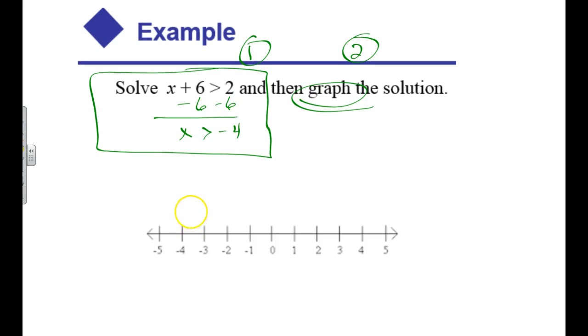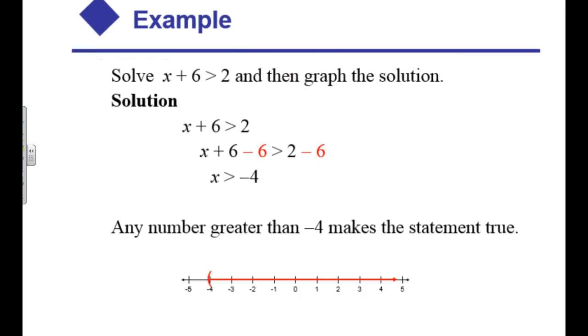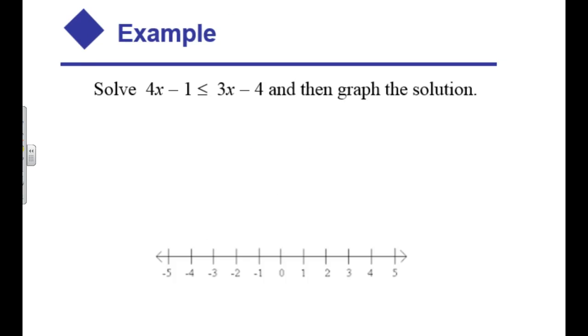Graphing it, we're going to put a parenthesis and go greater than, all the values that get greater than -4. So again, solving it, x is greater than -4. Graphing it, don't include the -4, and greater is to the right.